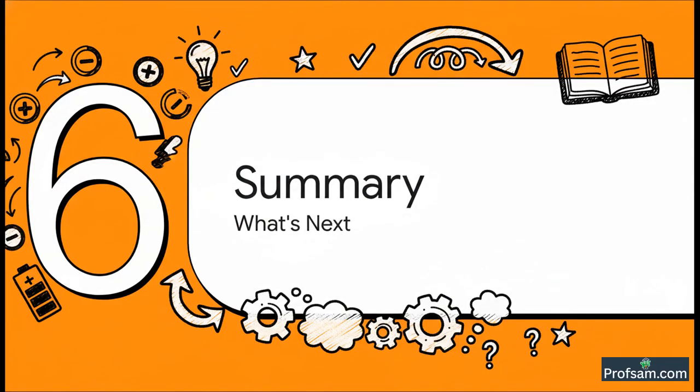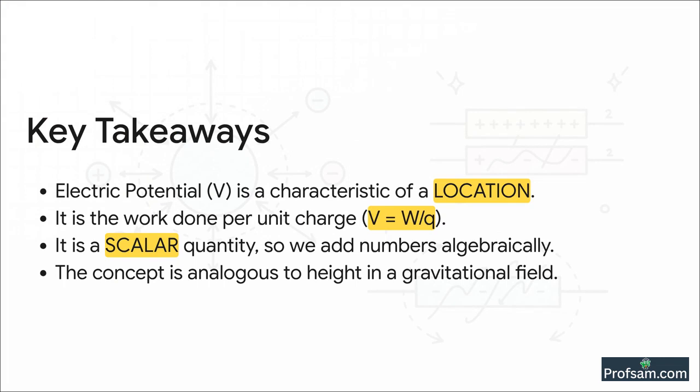Let's just quickly wrap up everything we've learned and see how this topic connects to the rest of your physics syllabus. So, what are the most crucial points to take away? First, potential is a property of a location, not a charge. Second, the formula is simple. V equals W divided by Q. Third, and this is super important, it is a scalar quantity, so you just add the numbers like regular math. And finally, if you ever get confused, just remember our electrical hill story.